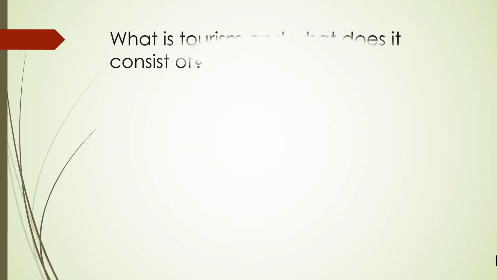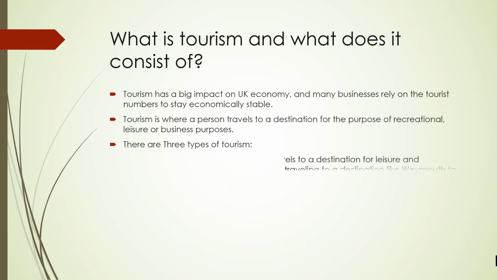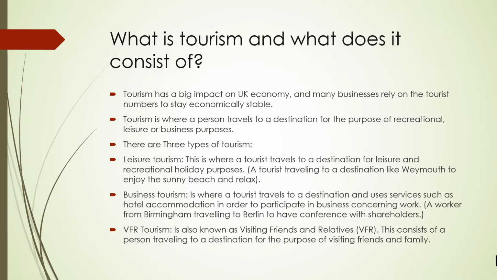So let's start off with what is tourism. Tourism has a big impact on the UK economy, and many businesses rely on the tourist numbers to stay economically stable. I live in Weymouth, and Weymouth is a town which relies on tourist numbers. Tourism is where a person travels to a destination for the purpose of recreational, leisure, or business purposes. And there are three types of tourism.